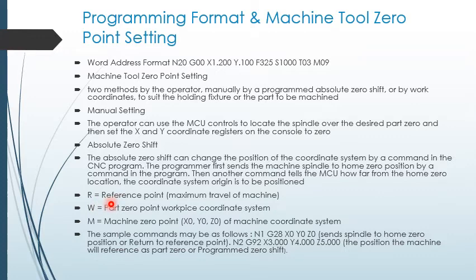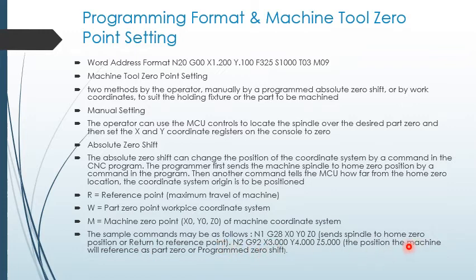We can see there are different points. R represents the reference point. This is the maximum travel of the machine. W is the part zero point, the workpiece coordinate system. Third is the machine M zero point setting, where we represent X0 Y0 Z0 of the machine coordinate system. The sample command we use for this zero shift is N1 G28 X0 Y0 Z0. This is the command we send to move the spindle to the home zero position, or for returning to the reference point.